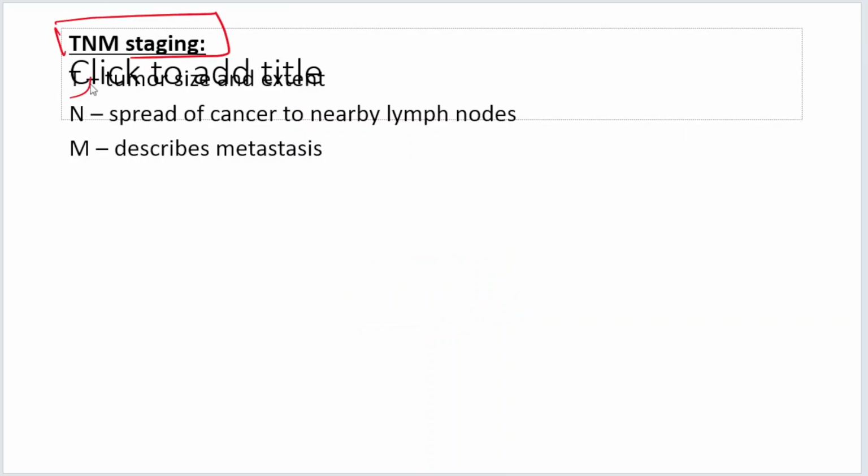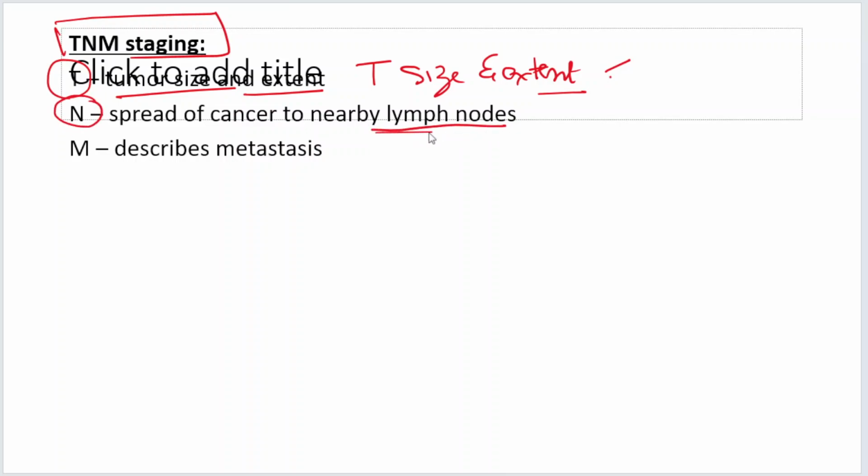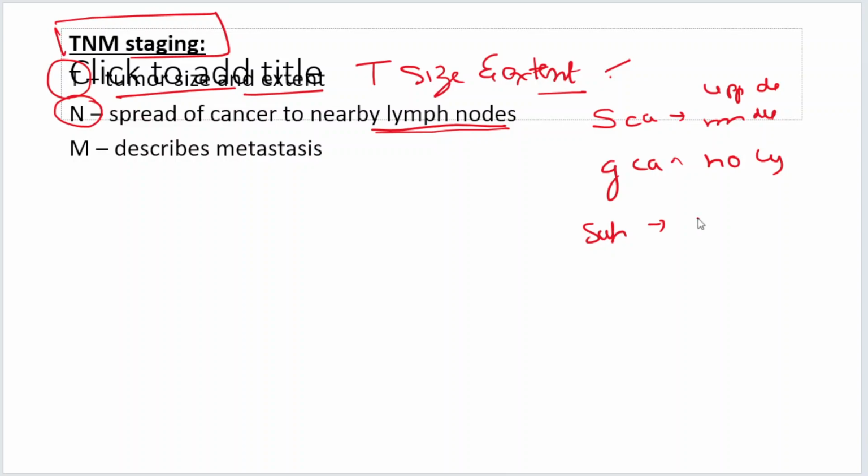T stands for tumor size and extent. Extent means where it is growing into, from where it is going to which part. N stands for spread of the cancer to nearby lymph nodes. Just as a recap, supraglottic cancers will go into the upper deep cervical and middle deep cervical lymph nodes. Glottic carcinoma, there is no lymphatic spread, and subglottic cancers will spread into the lower deep cervical lymph nodes and mediastinal lymph nodes, either directly or through pretracheal, paratracheal, and prelaryngeal lymph nodes.